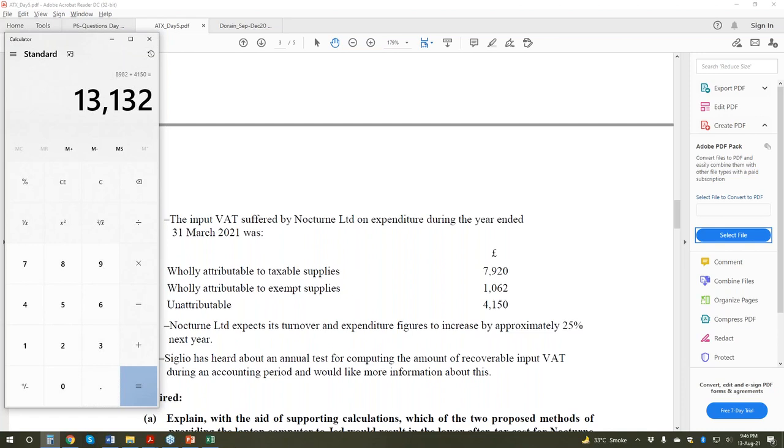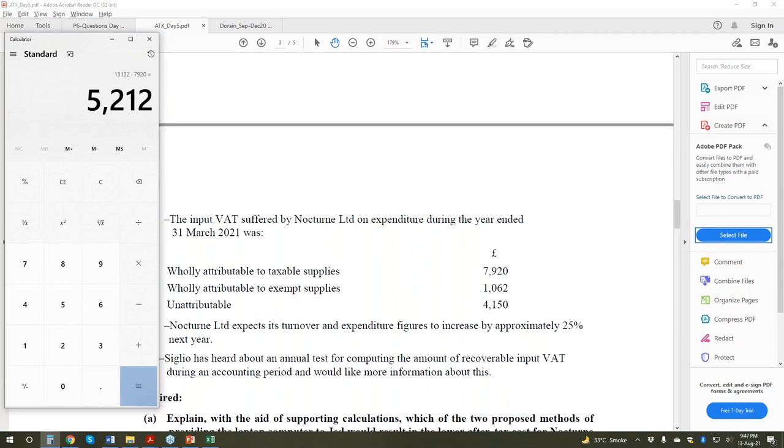I now have to move on to the second test. The second test says total input VAT less VAT attributable to taxable supplies. So I have the total, that is 13132. All I have to do is deduct the VAT attributable to taxable supplies out of that, and that is 7920. So I will deduct 7920 and my answer is 5212. So it is less than 7500, meaning I do satisfy the second test.